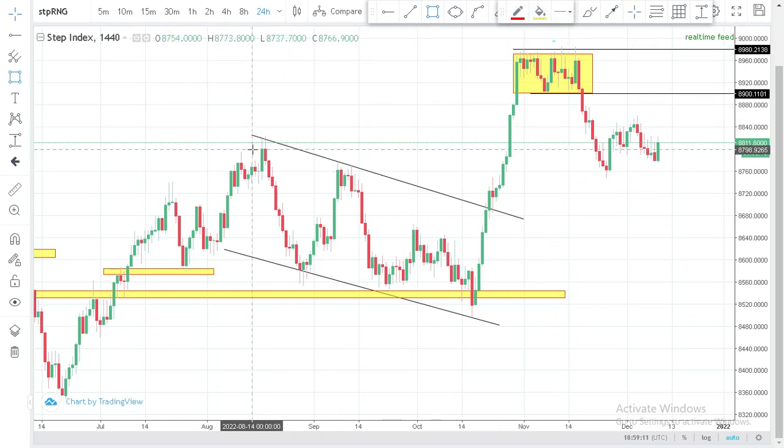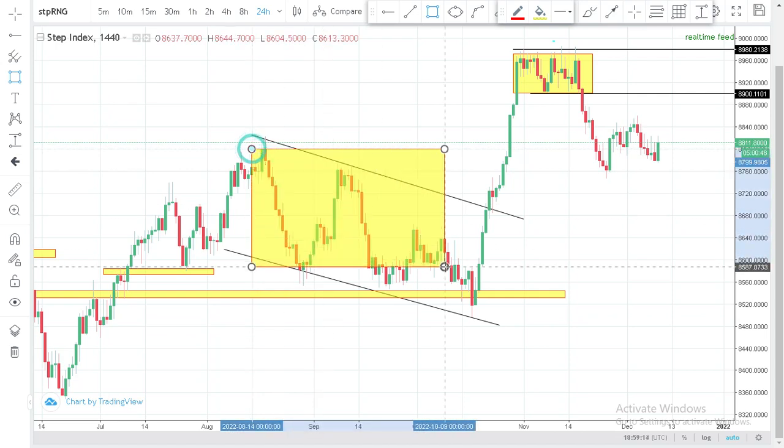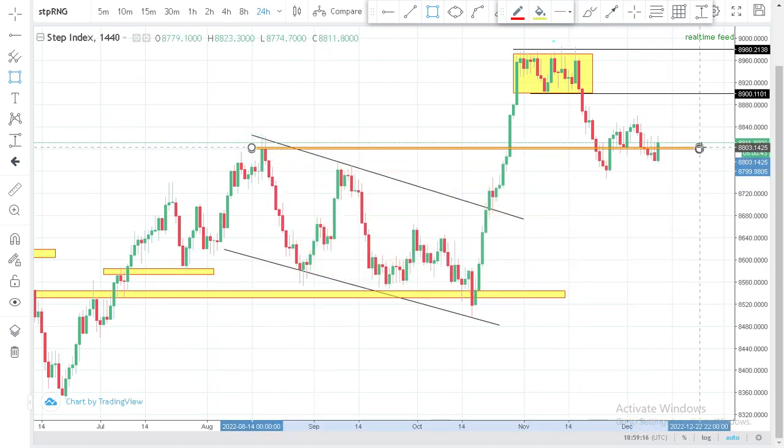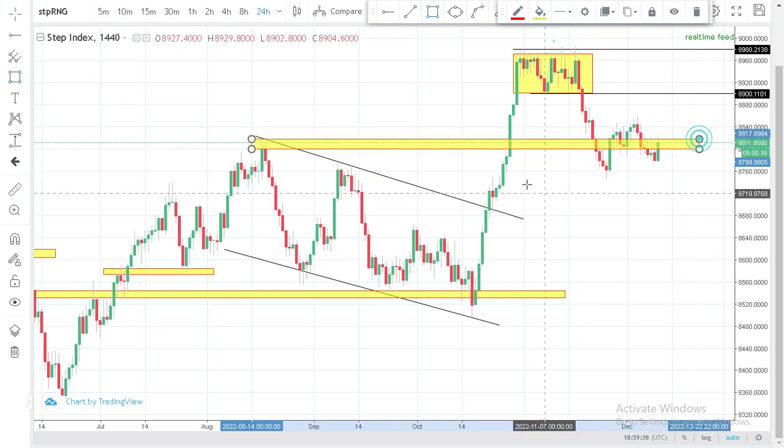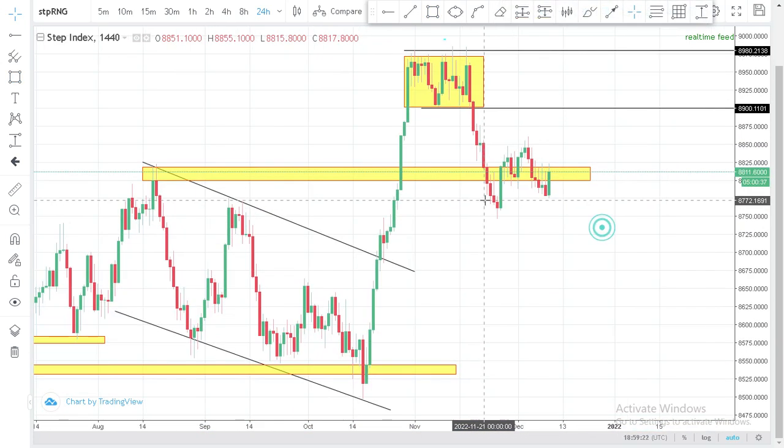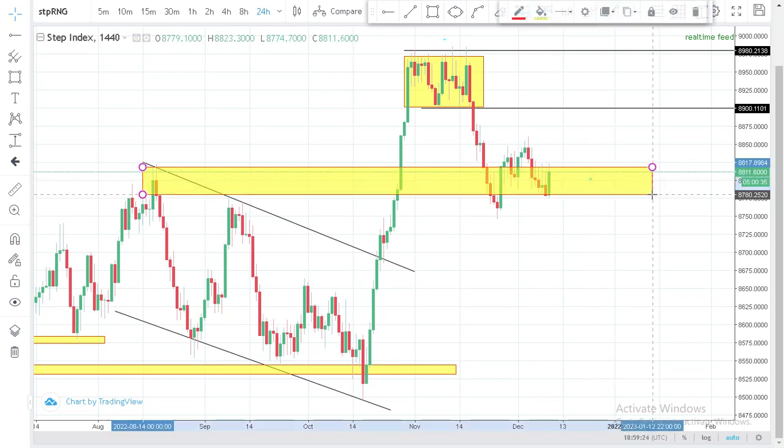So what am I seeing at my left? We have that resistance. We have a resistance level that was broken here, right? So it was broken.